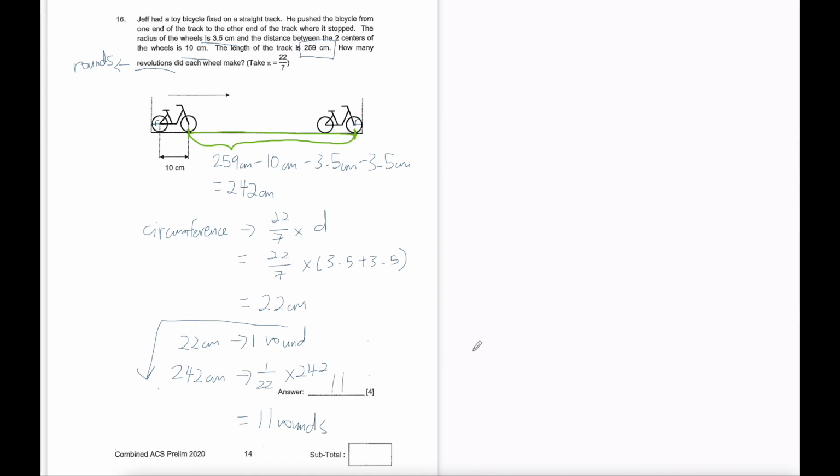And that's 4 marks. Okay, so the key point in making this problem sum 4 marks is probably understanding that the distance it's gonna take is 242 cm and not 259 cm. Okay, so let's move on to question 17, the last question.